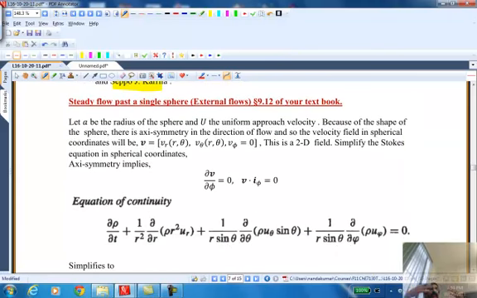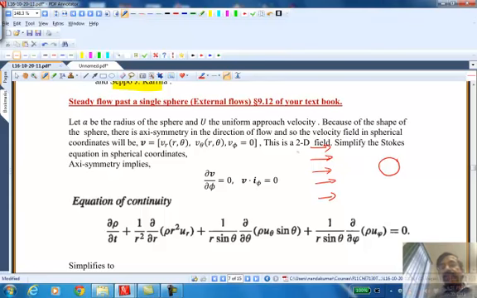So we are now focusing on a very simple problem, and this is not solved in such an extensive way in your book. So we'll go through it in a little more detail than what is given in your book. The problem is the following. You have a flow of a fluid that is approaching a sphere. Once we do a sphere, you can do a cylinder and other things as well later on.